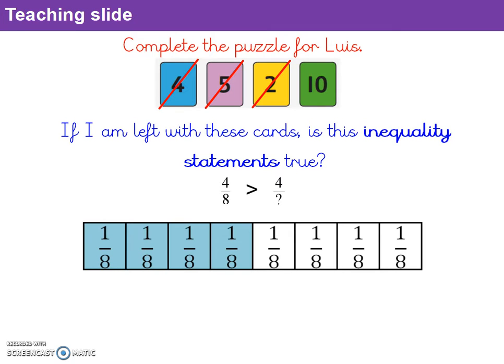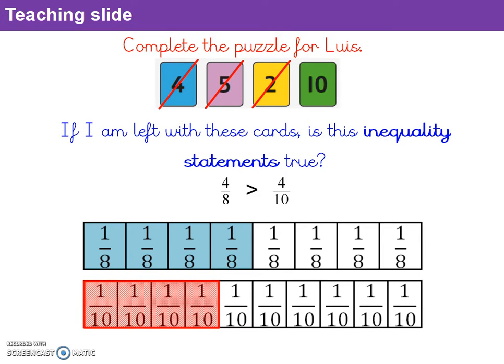Now for the last part of Lewis's problem, we are given 4 eighths is greater than 4 somethings. Now we know that we only have the 10 card left, but we still have to prove that this is correct, because we might have made a mistake somewhere else. So let's check with our bar model and create one which involves tenths. And by creating two bar models, one for eighths and one for tenths, we can see that 4/8 is definitely greater than 4/10. So that leaves us with our last card being 10.